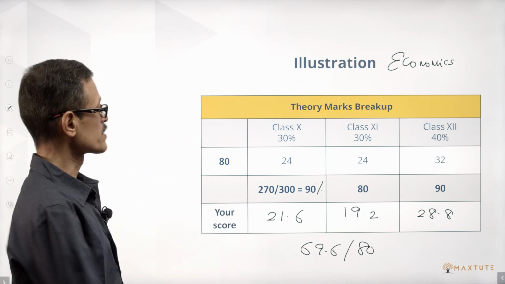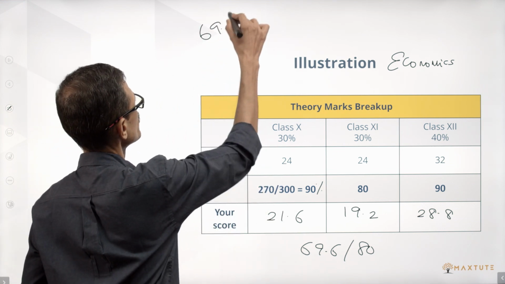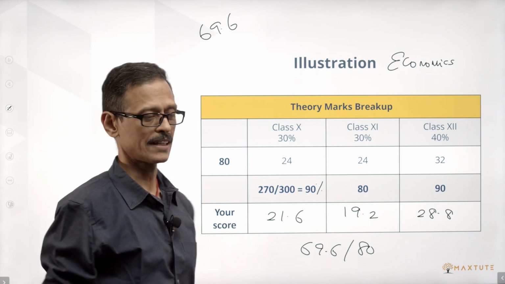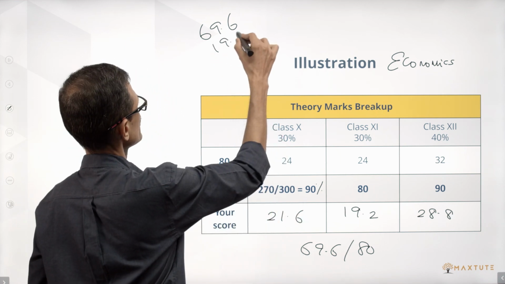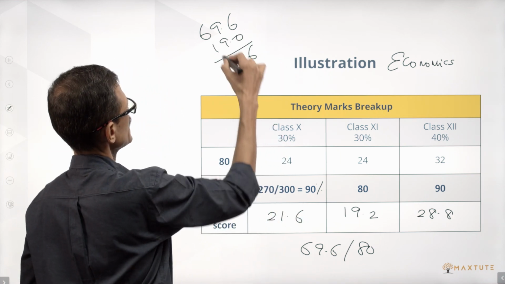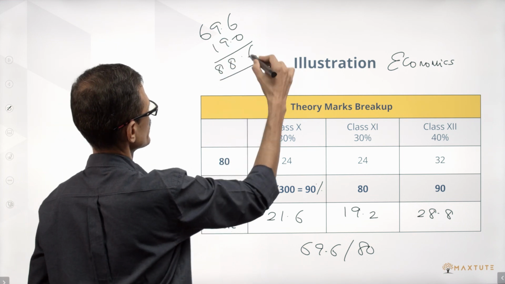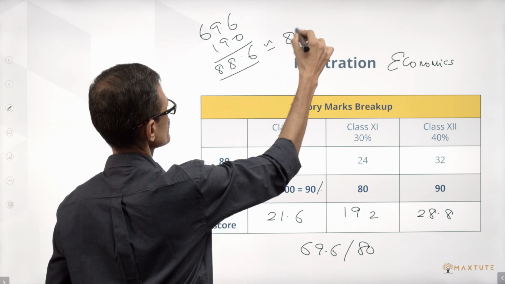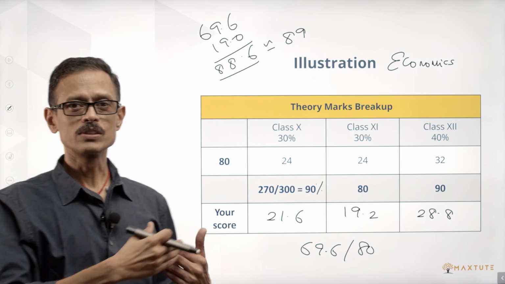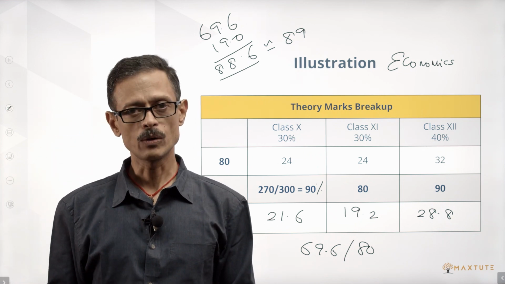Add to this, this is 69.6. Let us say you got 19 marks in your practicals, the 20 mark component. So, that is the total marks that you are going to be looking at, and this is going to be 88.6, which probably would get rounded off as 89 marks for you. So, this is the basis on which marks are going to be awarded.